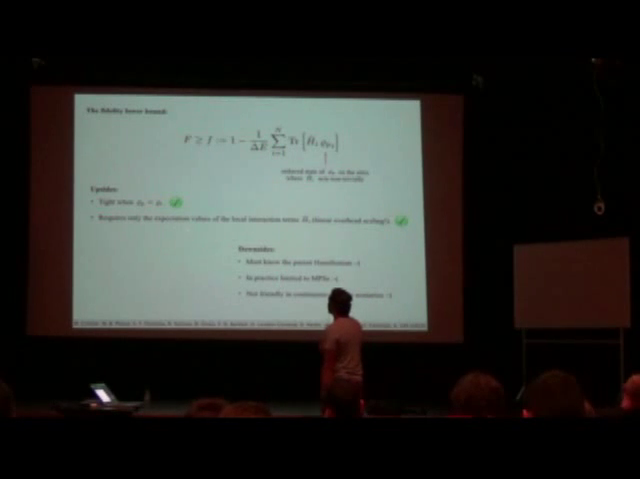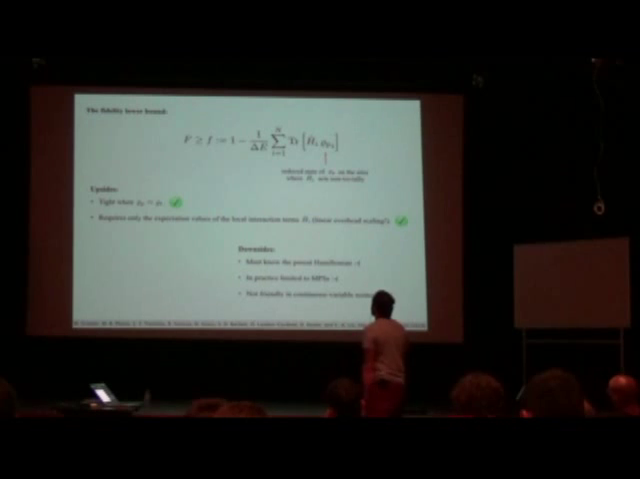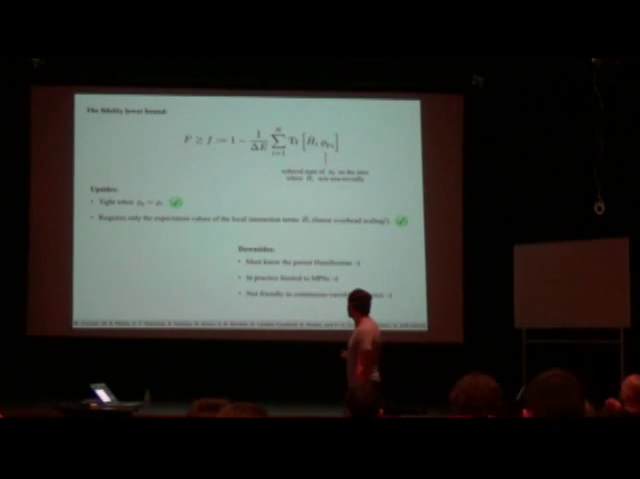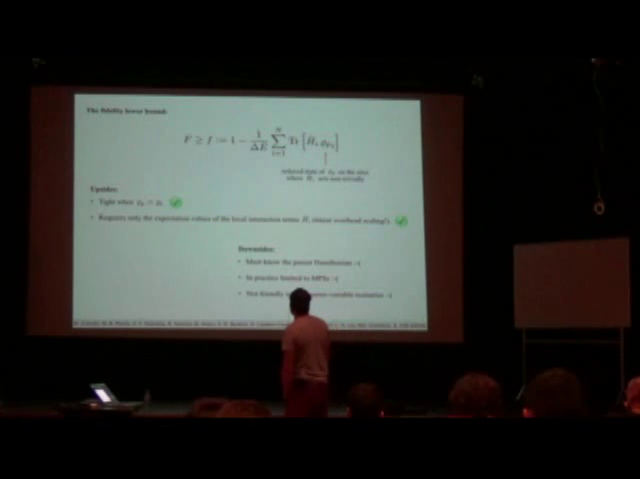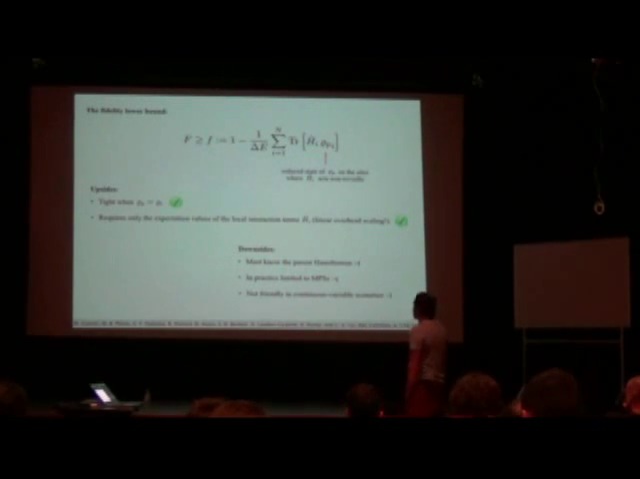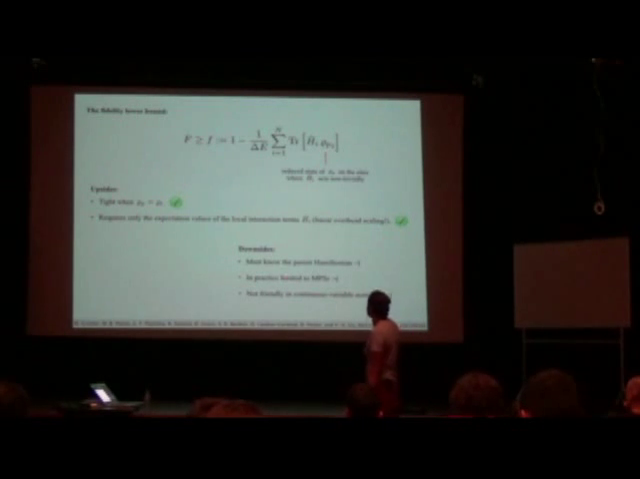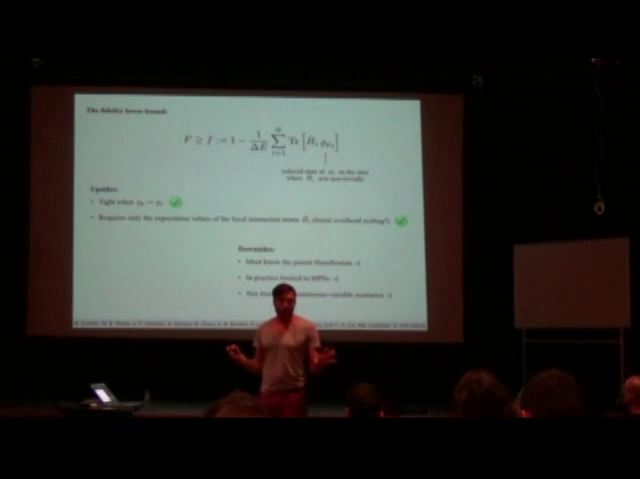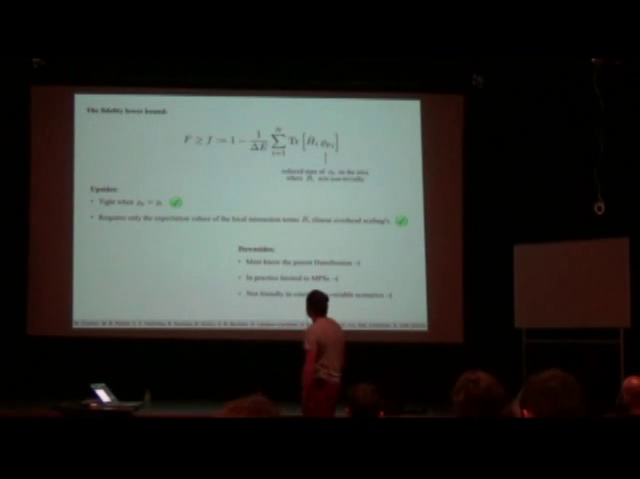So this is tight and requires only expectation values of the local interaction terms. But of course, one has to know the parent Hamiltonian. This in practice happens when you have some MPS, but it's not always the case. In particular, in continuous variable scenarios, this is very unfriendly. So people have started to develop continuous MPS, but it's not so clear how to do something like that there.